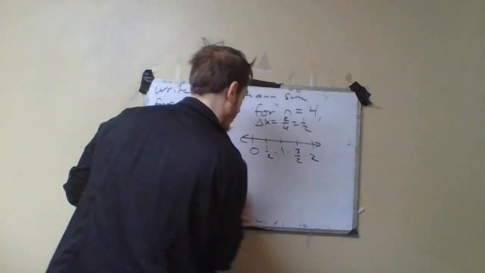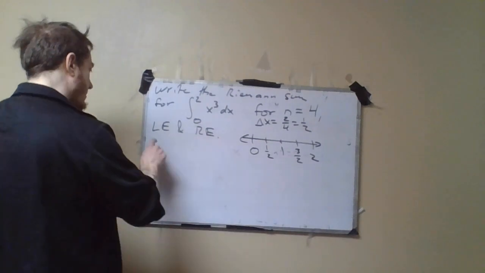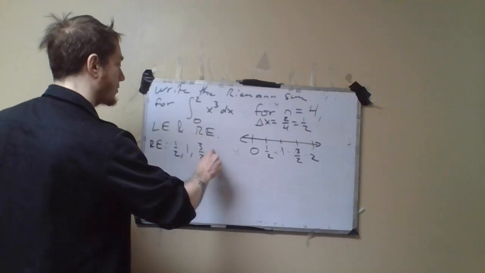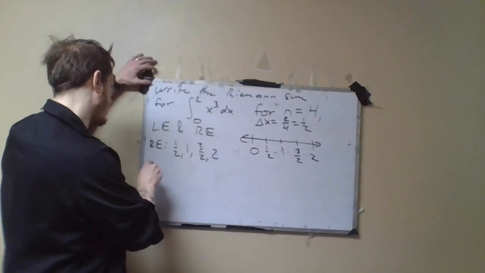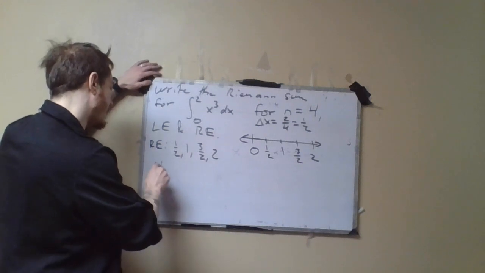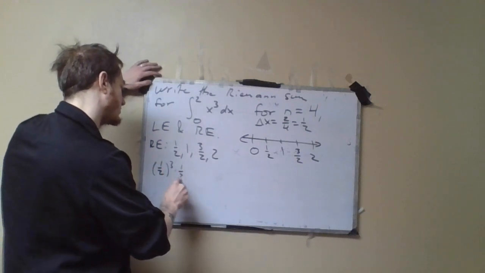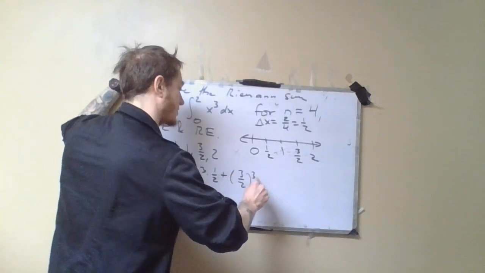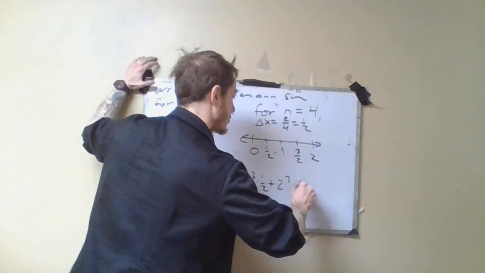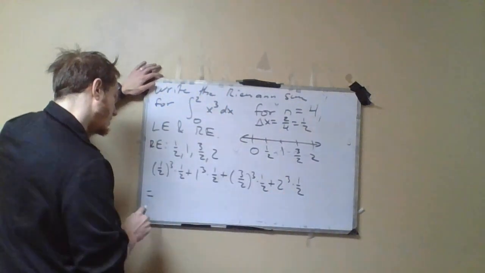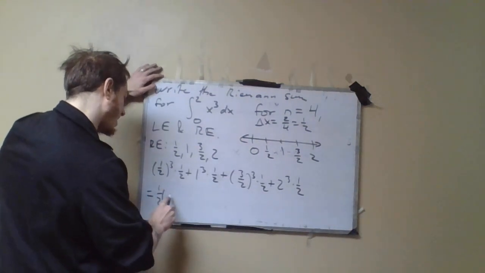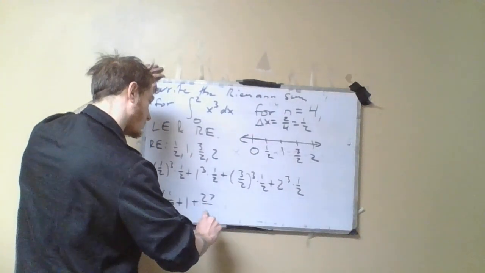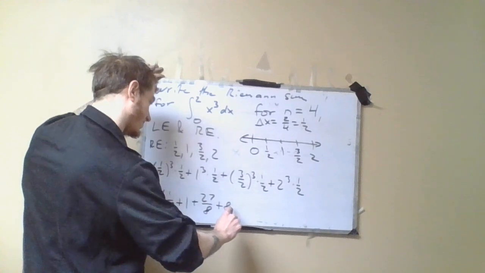So the right endpoints are almost the same, except when I make my list, we start with 1/2, then we have 1, then 3/2, and then 2. And so for our sum, we have 1/2 cubed times 1/2 plus 1 cubed times 1/2 plus 3/2 cubed times 1/2 plus 2 cubed times 1/2. This is going to become 1/2 times 1/8 plus 1 plus 27/8 plus 8.